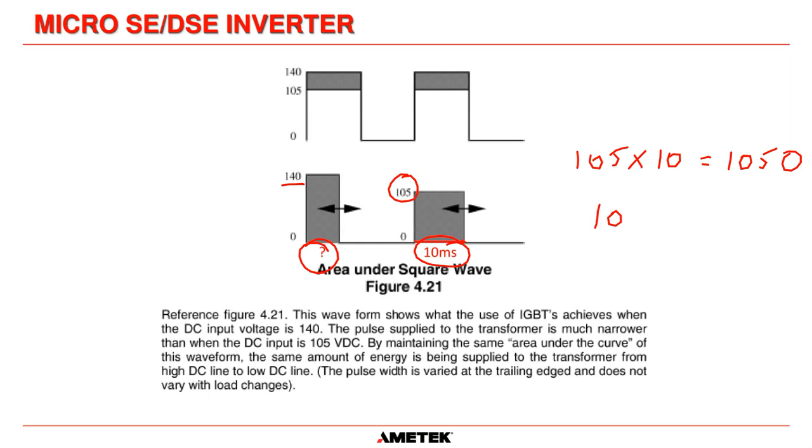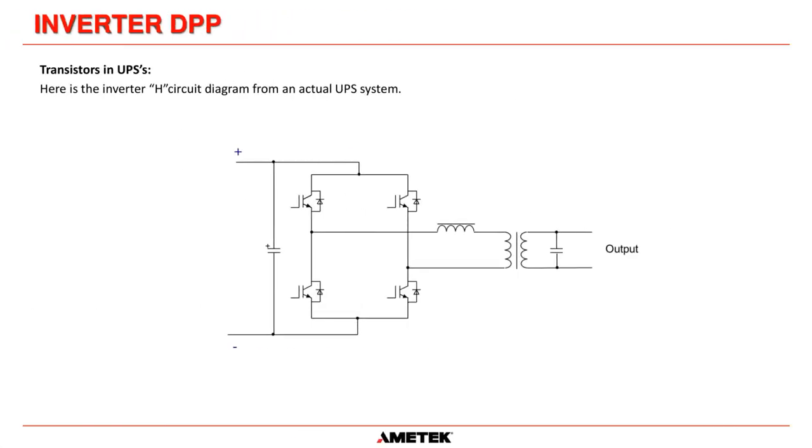Well, that's quite easy. It's 1050 divided by 140, which is equal to 7.5 milliseconds. Okay, so you can see that for anywhere between 140, so this would be 7.5 milliseconds, our system is always looking to change the trailing edge of the pulse of the square wave to keep the area under the square wave the same. So the same amount of energy being supplied to the transformer from the DC from high line to low line. Hopefully that made sense. So that is our microferro, or some people call it the SE or the DSE systems that use the ferroresonant constant voltage transformers.